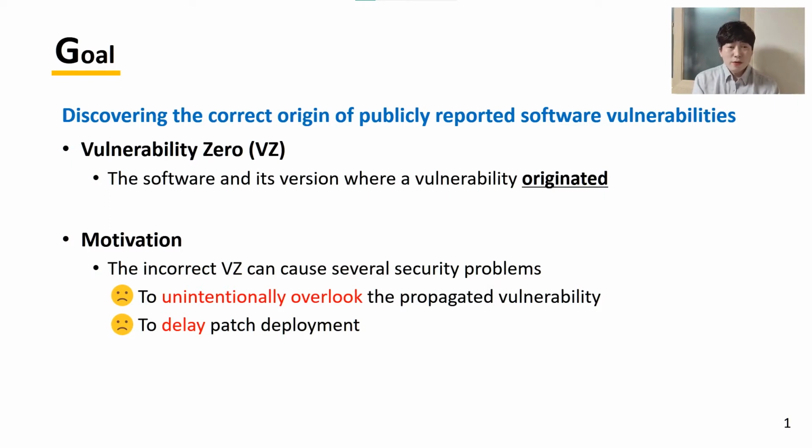The goal of this paper is discovering the correct origin of publicly reported software vulnerabilities. Specifically, we coined the term vulnerability zero, or VZ, which means the software and its version where a vulnerability originated. The reason we attempt to discover the VZ is that an incorrect VZ can cause several problems. For example, an incorrect VZ leads other developers to unintentionally overlook the propagated vulnerability and to delay patch deployment.